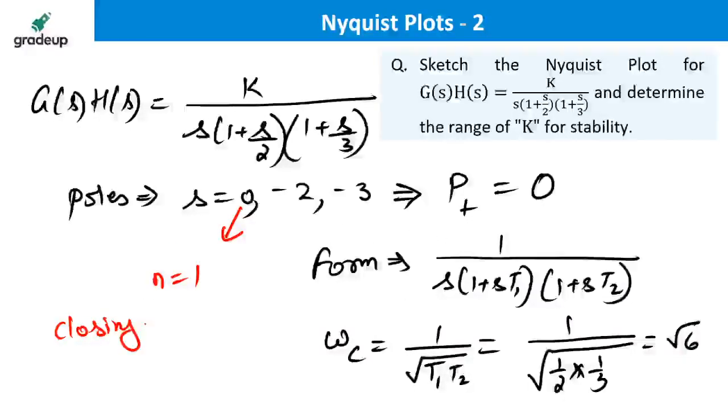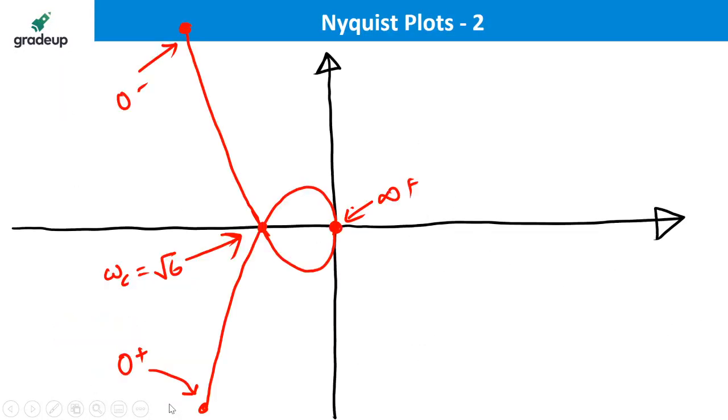Because n equal to 1, what is the closing angle? The closing angle is given by n pi, which is equal to pi, and it is always in the clockwise direction. So from 0 minus, you come and join the 0 plus by pi, 180 degrees clockwise. Just mark the arrow separately. This is the closing of the Nyquist plot.